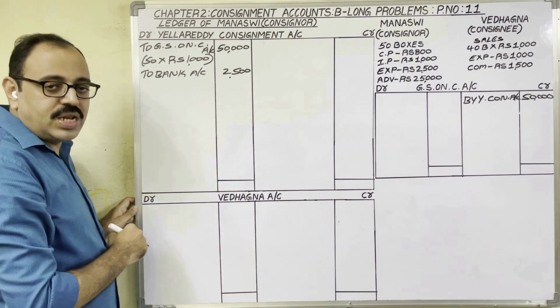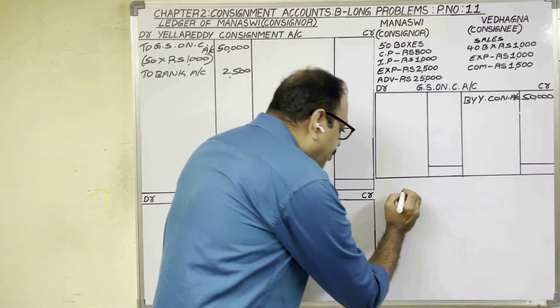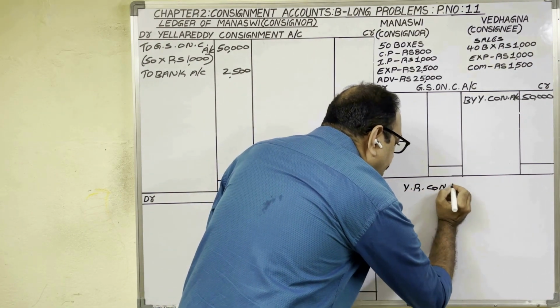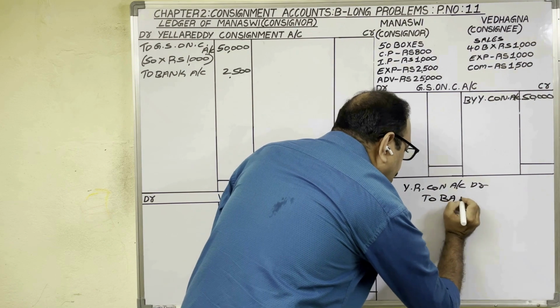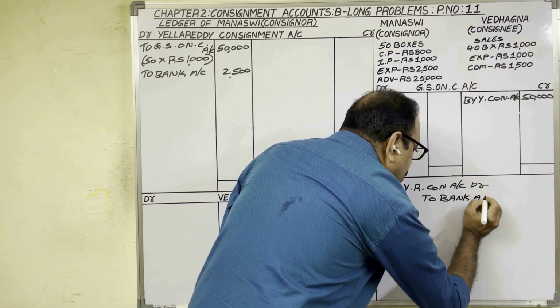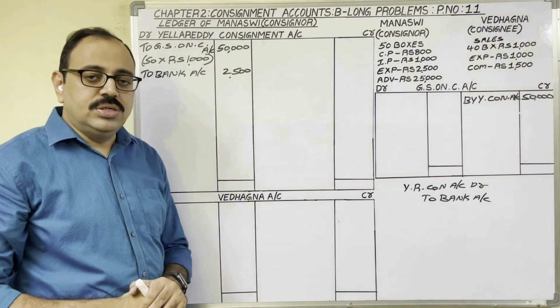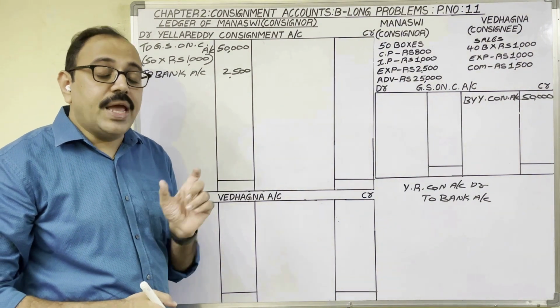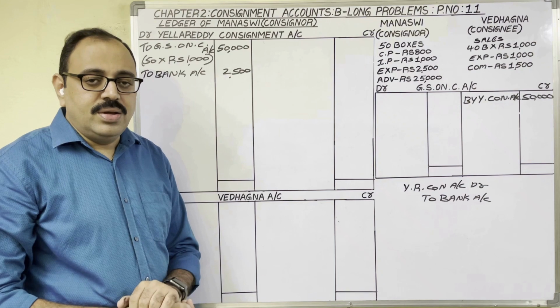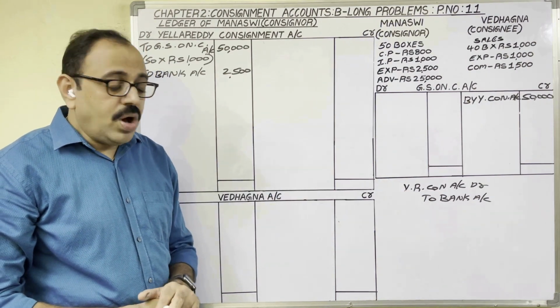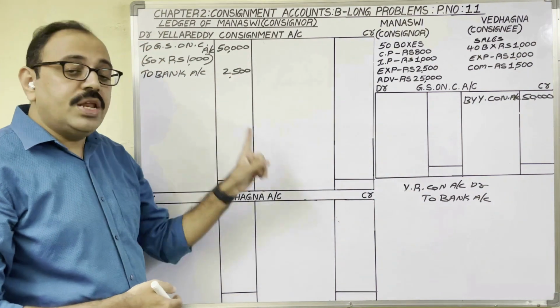If you want to post like this, in the journal entry, LRD consignment account should be debited and bank account should be credited. So LRD consignment account debtor to bank account, being the entry for the expenses of consignor. And you need not post this entry a second time, because we are not preparing the bank account here.